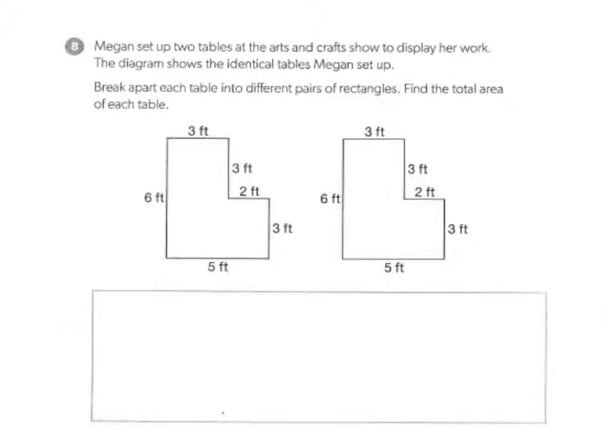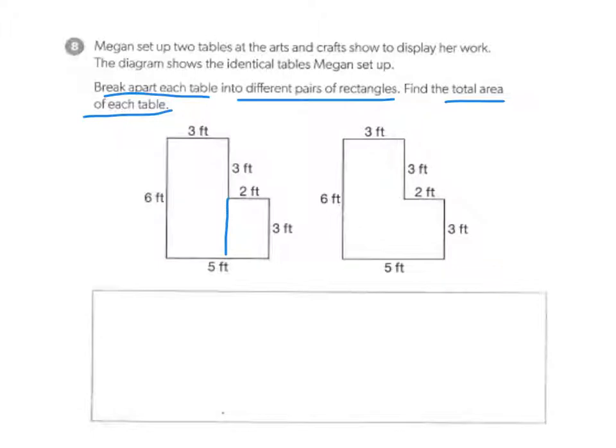Let's take a look at number 8. It says Megan set up 2 tables at the Arts and Crafts show to display her work. The diagram shows the identical tables Megan set up. It says to break apart each table into different pairs of rectangles. Then find the total area of each table. So let's take a look at the first one. I'm going to divide it into 2 rectangles.